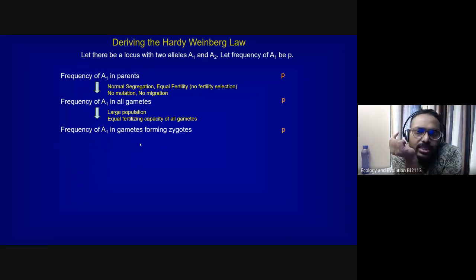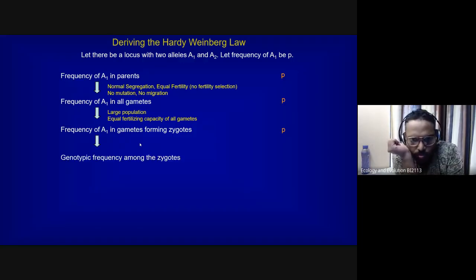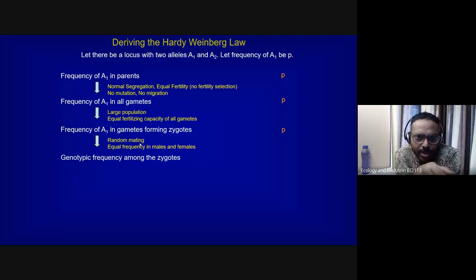Now, these gametes are going to form the zygotes. So from the frequency of alleles, you have to go to the frequency of genotypes, right? Because zygotes, remember, are diploid. So you can't think of allele frequency in zygotes, you have to think in terms of genotype frequency. Now, this is where the mating part comes in. Suppose you ensure that mating is random and you ensure that the frequency amongst the males and the females remains the same.